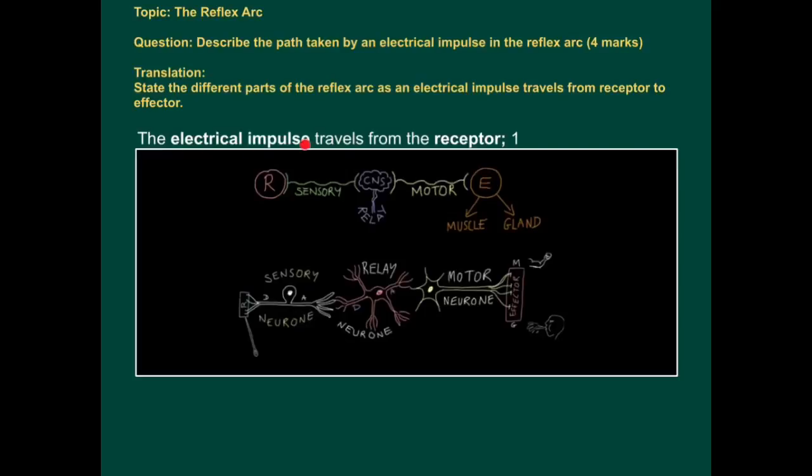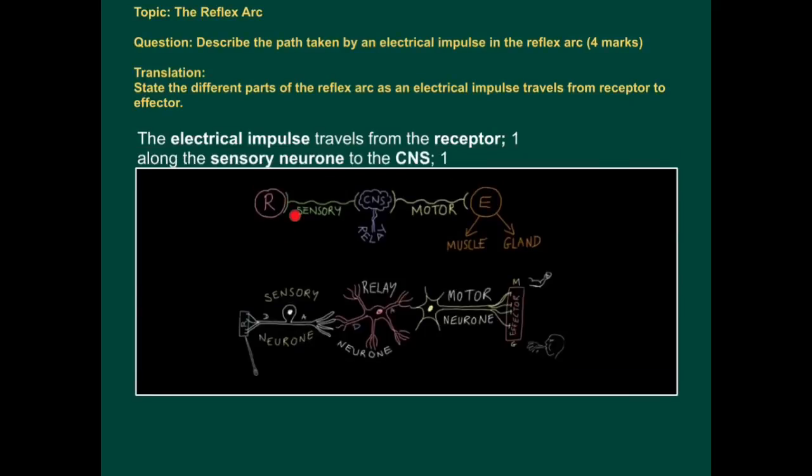So firstly, the electrical impulse travels from the receptor, then it travels along the sensory neuron to the central nervous system, which I've abbreviated to CNS, which you can do also. You could also say travels to a relay neuron in the central nervous system, because relay neurons make up the central nervous system, but you don't have to.